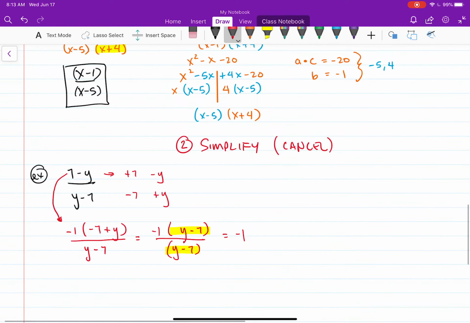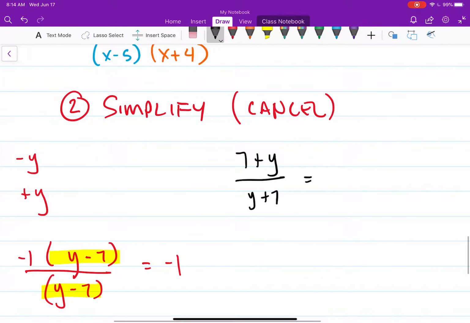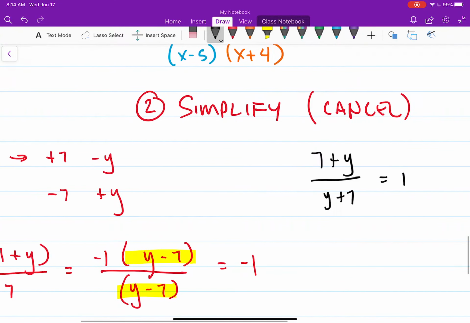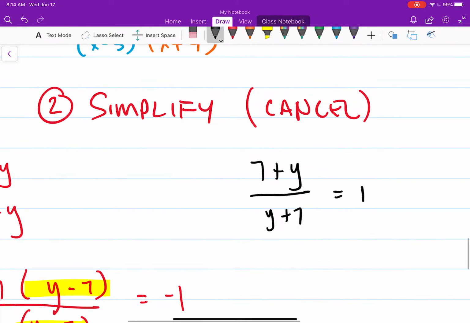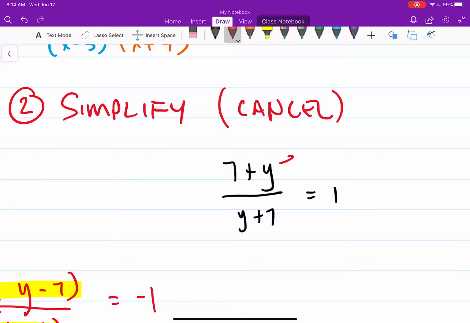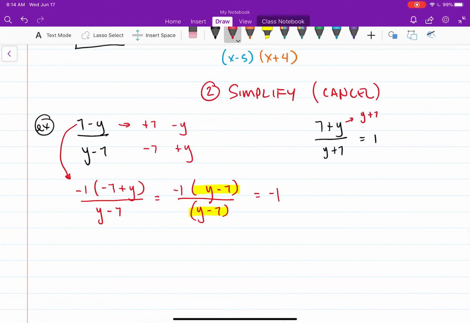However, that does not work if I had 7 plus y over y plus 7, that's just going to equal 1. So remember the difference. This is subtraction. This is addition. The top 7 is positive, so is the bottom 7. The top y is positive, so is the bottom y. So these two really mean the same thing, because I could just rewrite the top as y plus 7, which is the same as the bottom. All right, so enough of that.